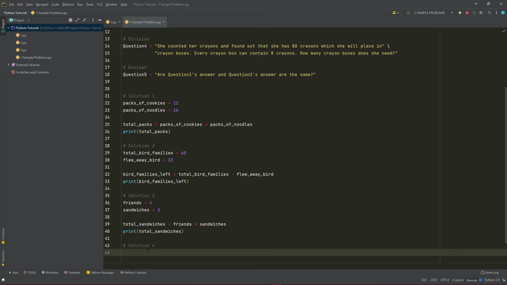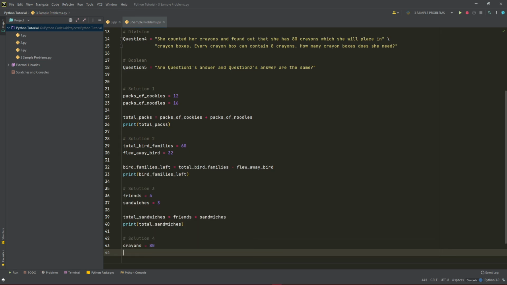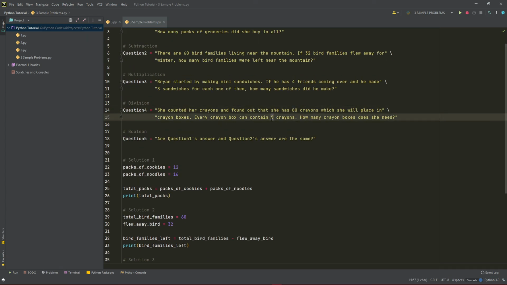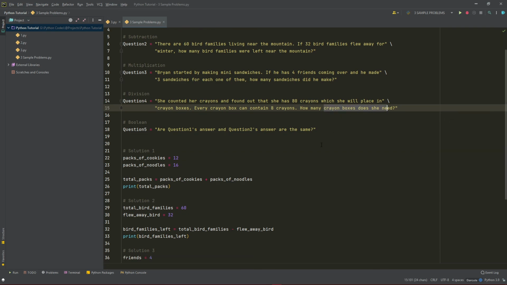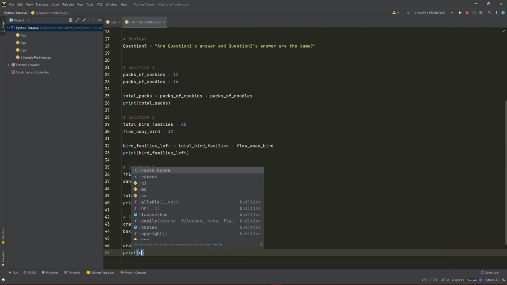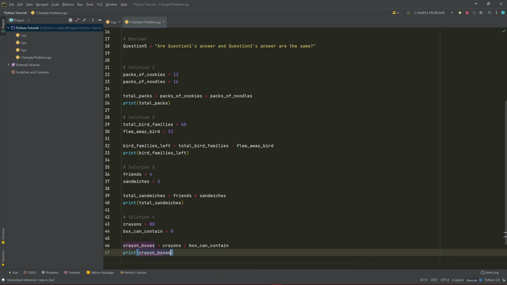So, we basically have the crayons, we have the 80, and box can contain, which is 8. Okay. Now we're just going to basically divide the 80 by 8 to get the crayon boxes, right? So we have the crayon boxes, which is the crayons divided by box can contain. And then we're just going to print the crayon boxes result.